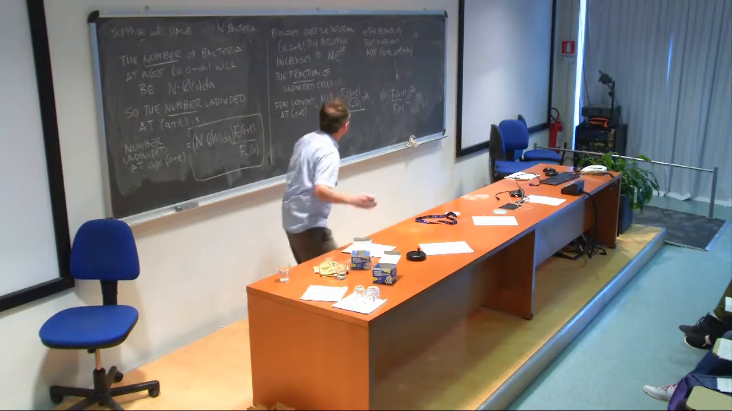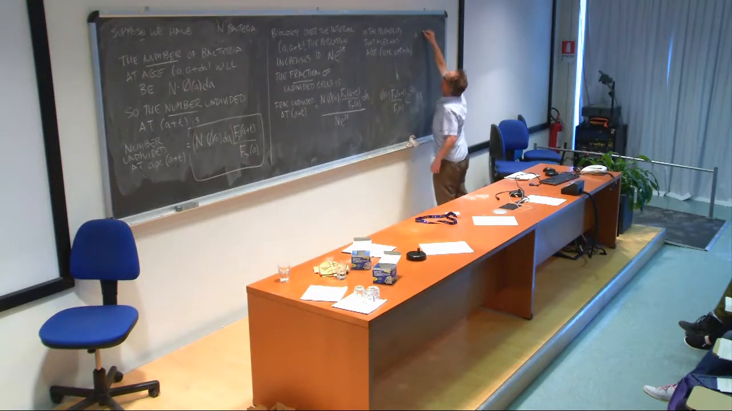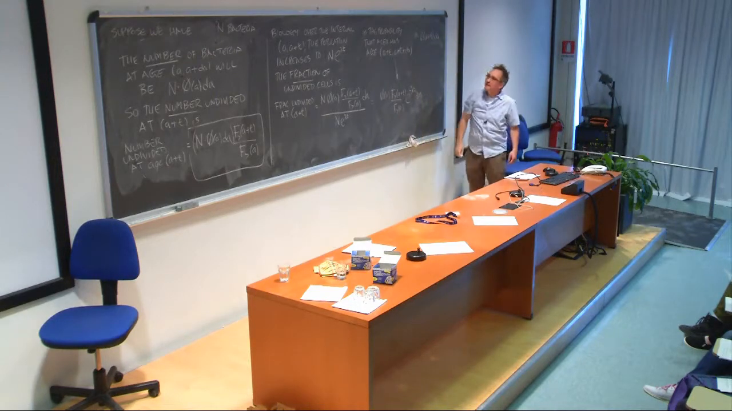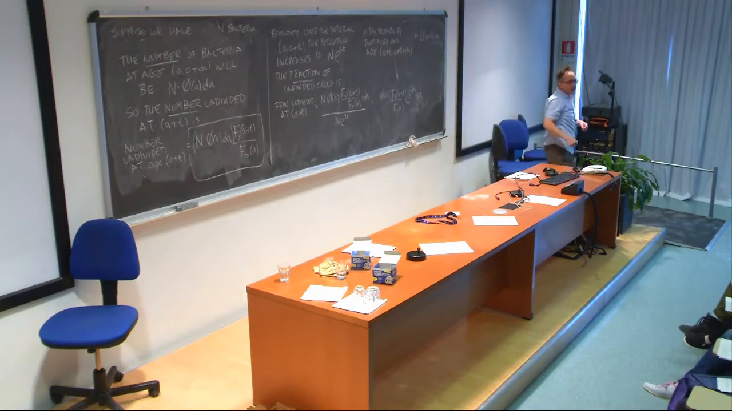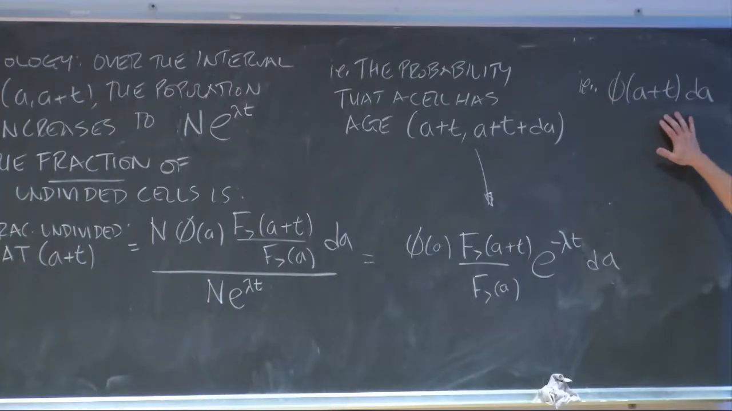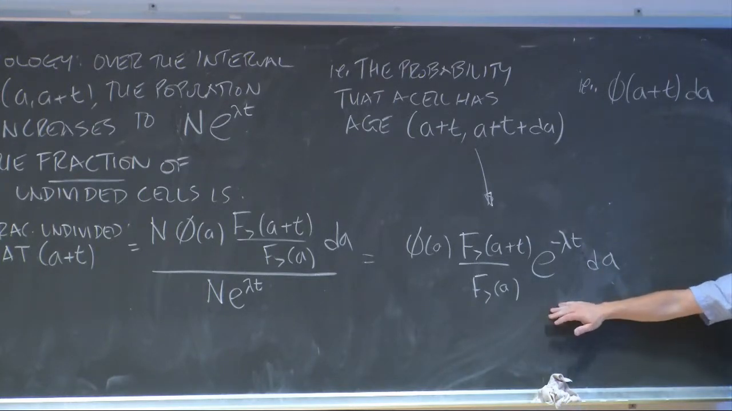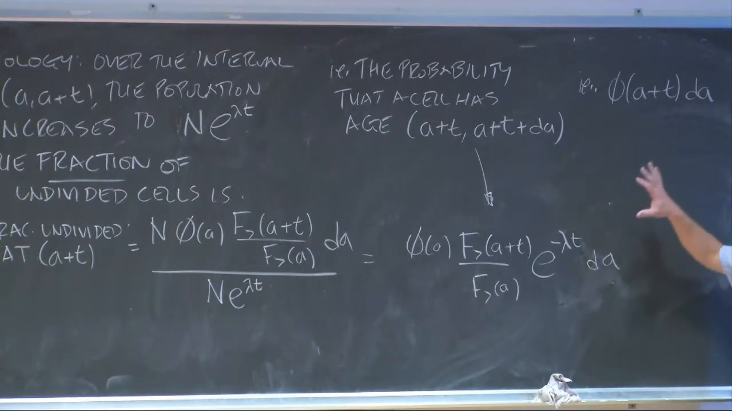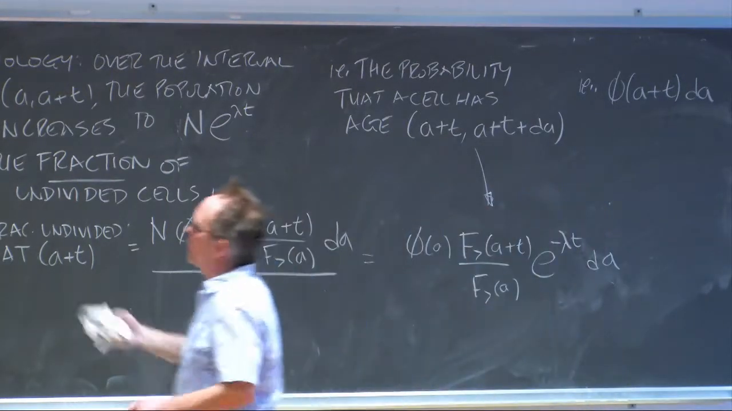Yeah, exactly. Phi A plus T, i.e. phi A plus T dA. And so this, where we've advanced the probability distribution ahead by a finite increment, is equal to this. And that gives us our difference equation. So let me leave that up, and then let me rewrite it over here.